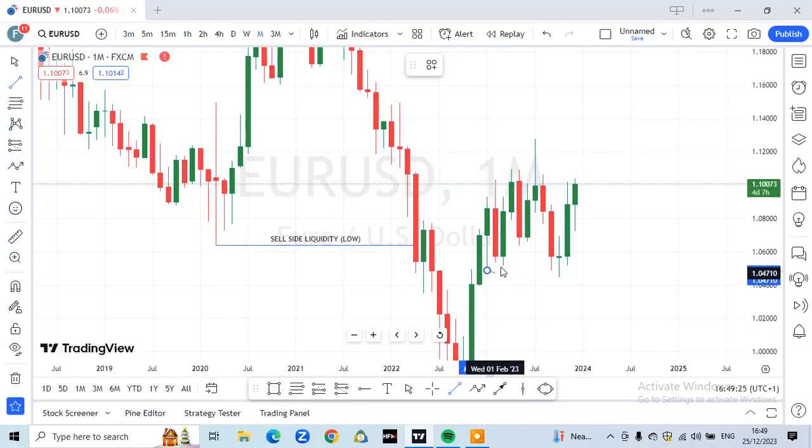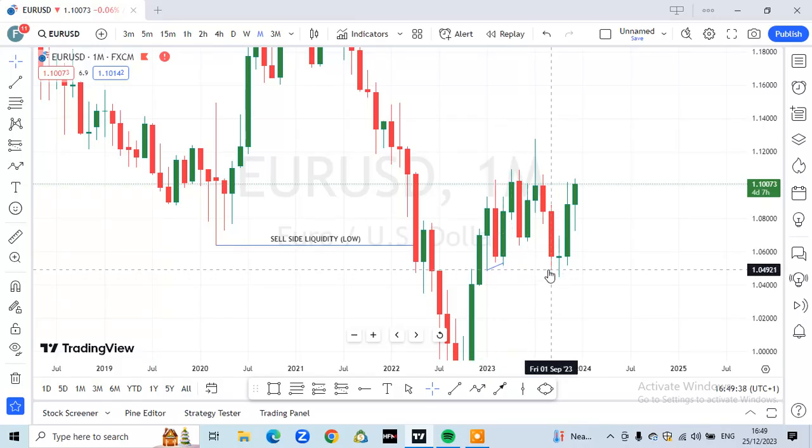These are liquidity. Market came down to take it out. See, it took it out. Can you see this point? Can you see? Market actually took it out. You see? So that is it.